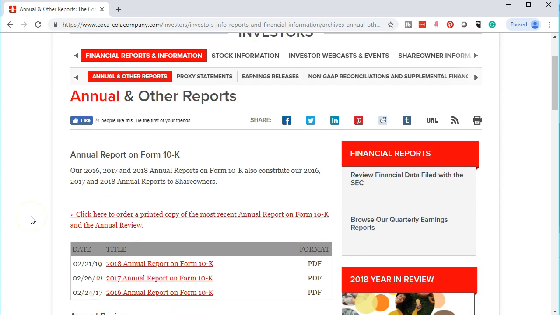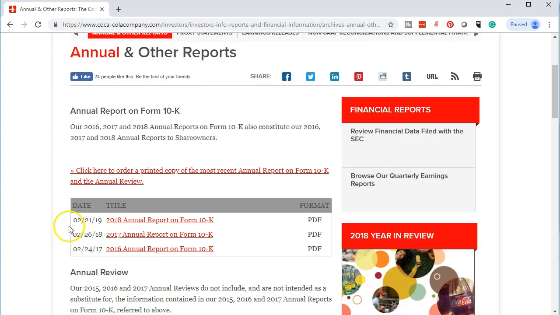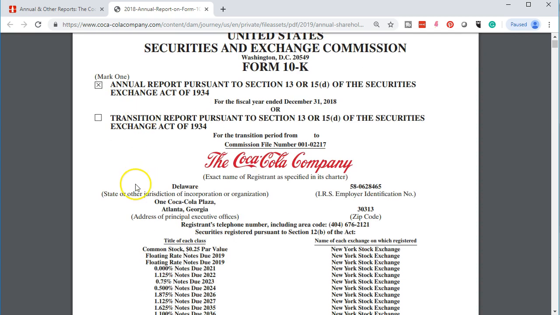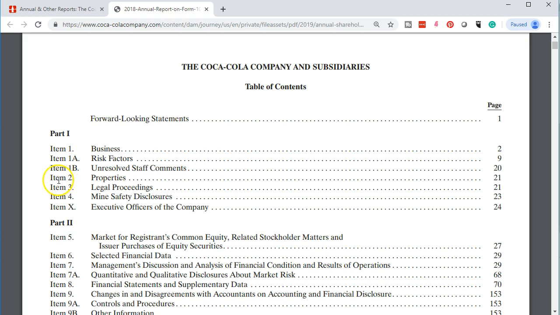As we go through the financial statement information, we've got the annual report for 2018 dated 2/21/2019. So if we select that item, here we have it, the United States Securities and Exchange Commission. We have the Form 10-K. Let's just take a look at the table of contents to see what will be included in the report. Most of our analysis is obviously going to be on the financial statements, the income statement and the balance sheet primarily. Let's see what we have here.